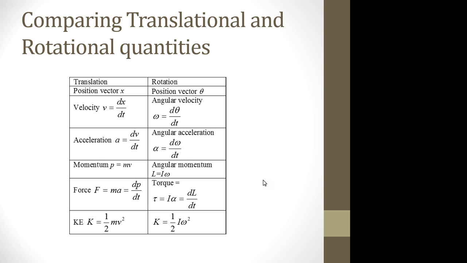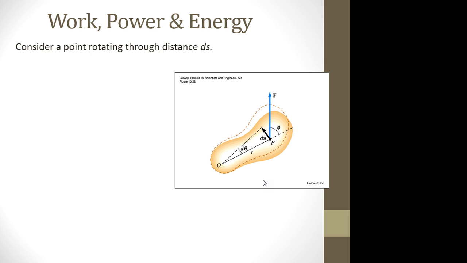Alright, so collinear. Work, energy, power. Consider a point rotating through distance ds. The work done on it is force times ds. But because it's rotation, we should change it to radius and angle. So ds is r d theta.